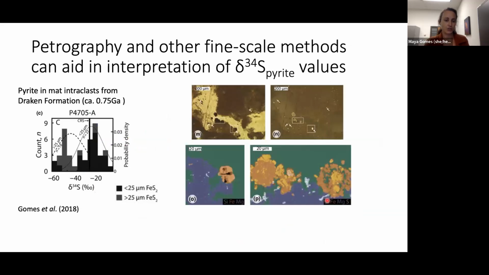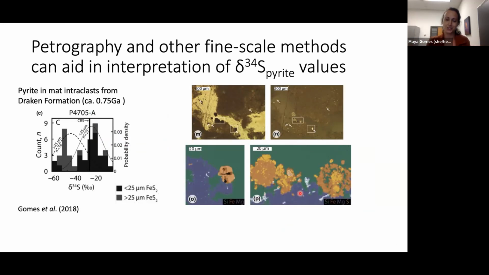So photography is really important here because looking at your pyrites can be really useful in your interpretations. I have an example here from some samples from the Draken Formation where I was measuring pyrite sulfur isotopes with secondary ion mass spectrometry. So individual grains, which is a really powerful tool, but it is very time intensive.